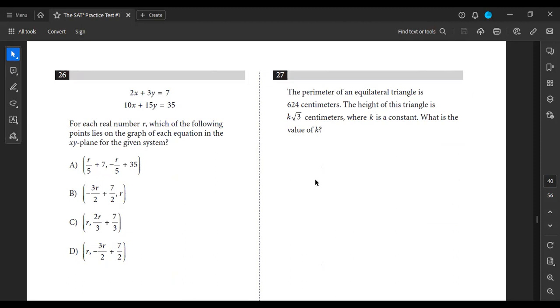All right, now let's wind up with the last question. For each real number r, which of the following points lie on the graph of each equation in the xy plane for the given system? Okay, I'm going to send a question like this. Let's see.